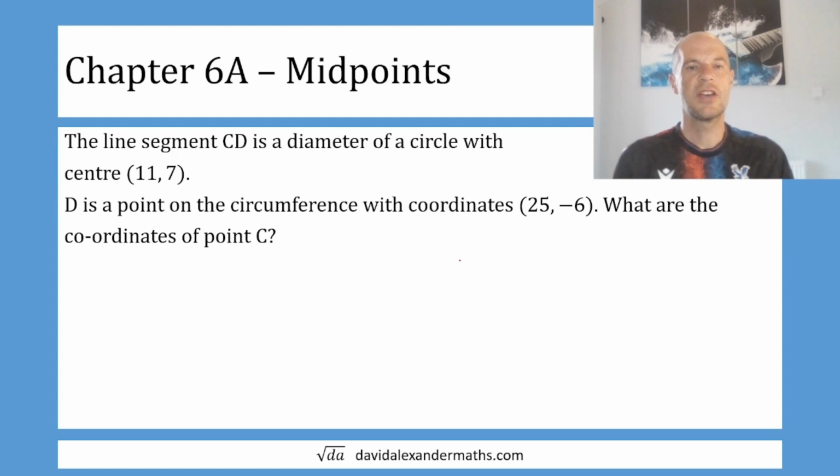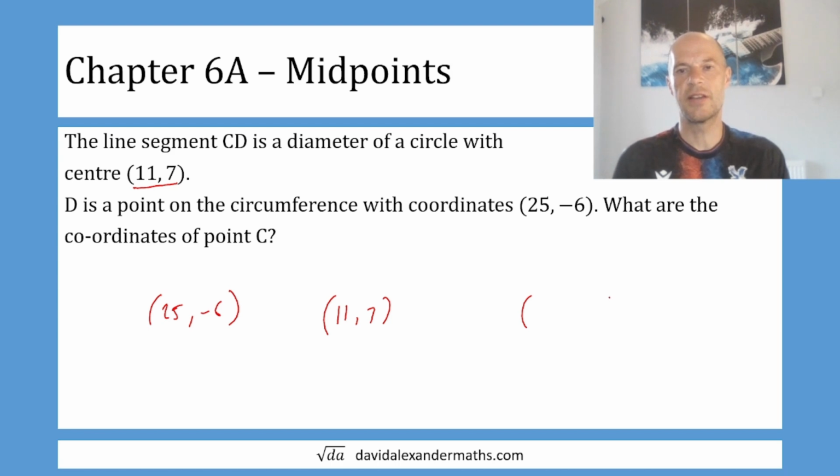Okay, here's a slightly different style question, not very difficult, but it's what we were doing but in reverse. So here we've been given the midpoint, which is (11, 7). So here is the centre, which is (11, 7). Now the line is a diameter, so therefore on one side we've got (25, -6). We've got the midpoint, the centre of the circle, and on the other side we've got the other point of that diameter.